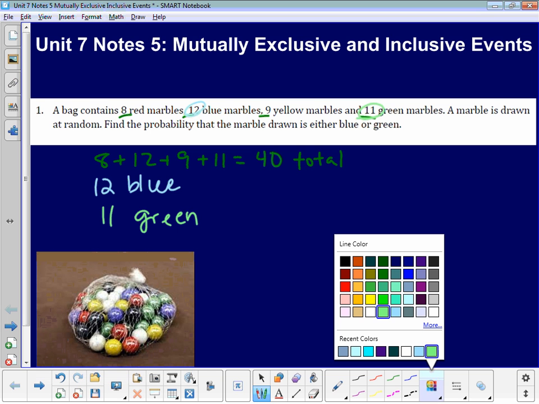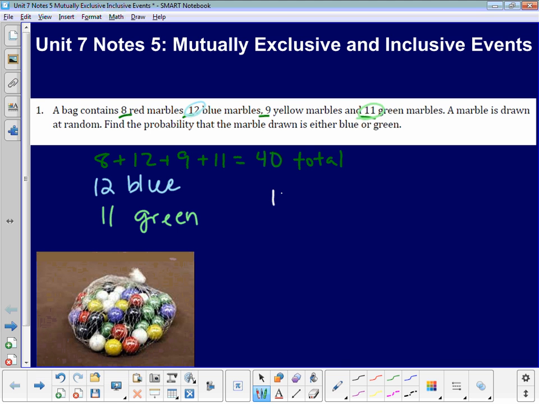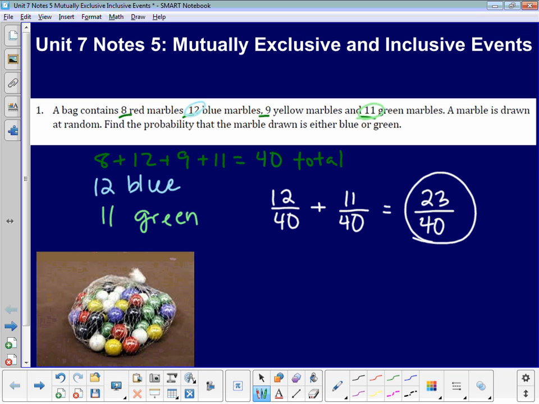So if I look at those two together, the probability of getting a blue is going to be 12 out of 40. The probability of getting a green is going to be 11 out of 40. And if I put those together, that means it's 23 out of 40. That's my probability. We could leave this as a fraction and reduce it. Here there's nothing we can reduce 23 and 40 by, so it would just stay that way. Or you could make it a decimal if you wanted to, but you don't have to.